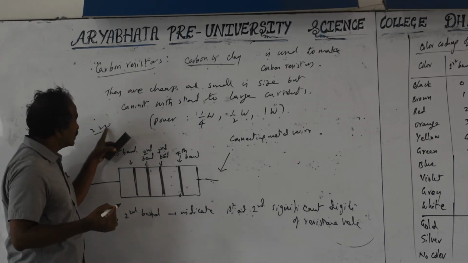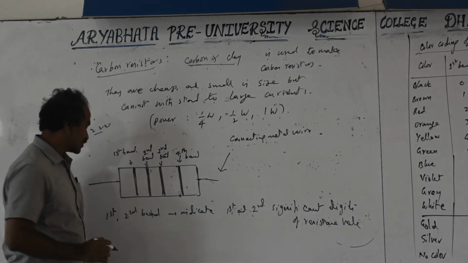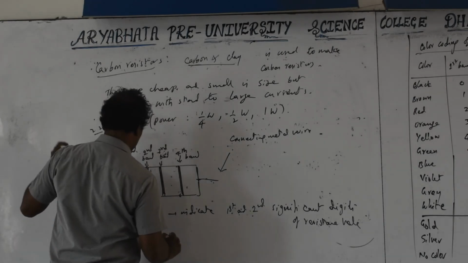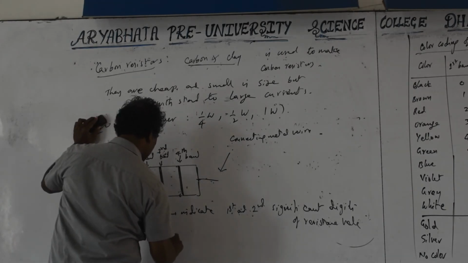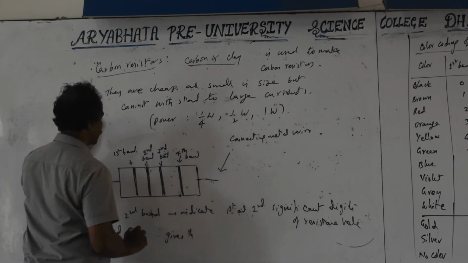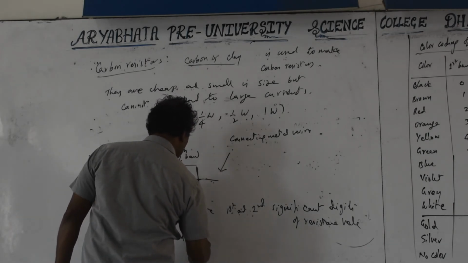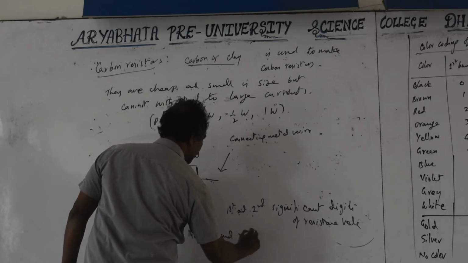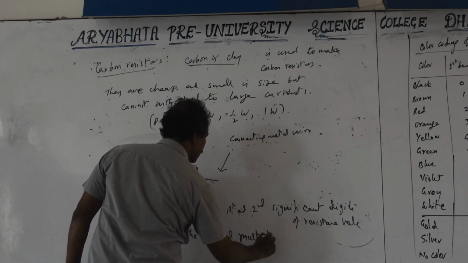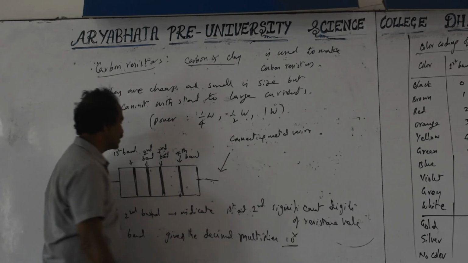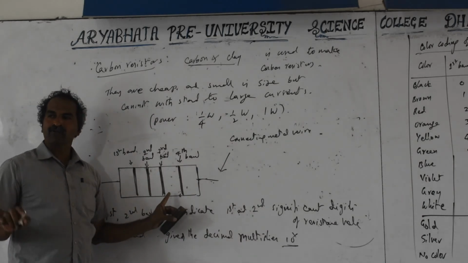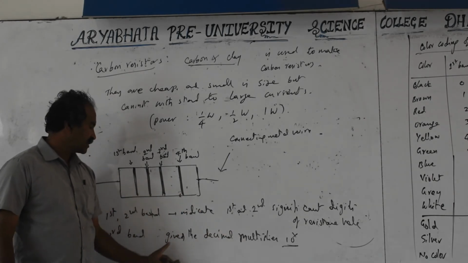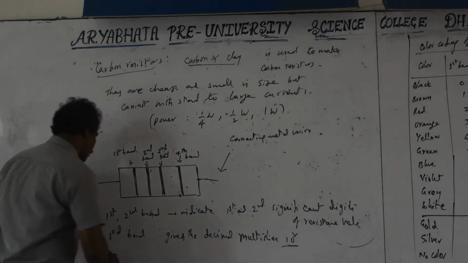What about the third digit? The third is indicated by the third band. The third band gives the decimal multiplier. This is called a decimal multiplier, meaning 10 to the power of x. From the color of the third band, we can know 10 to the power of 1, 10 to the power of 2, that is, 10 times. How many zeros you are putting after that is indicated by the third band. And what does the fourth band indicate?